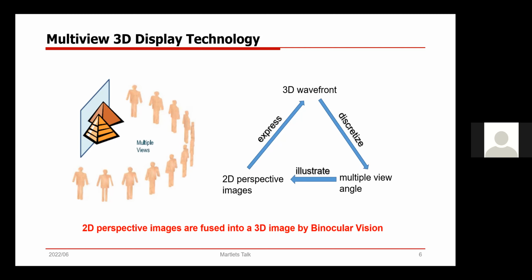And it will be the technology that will interact with us and redefine the way we interact with information. In a multi-view 3D display, we use multiple views to discretize a 3D wavefront. And we use 2D perspective images to express the wavefront information of discretized views. Then these discretized views are used to express the 3D wavefront.